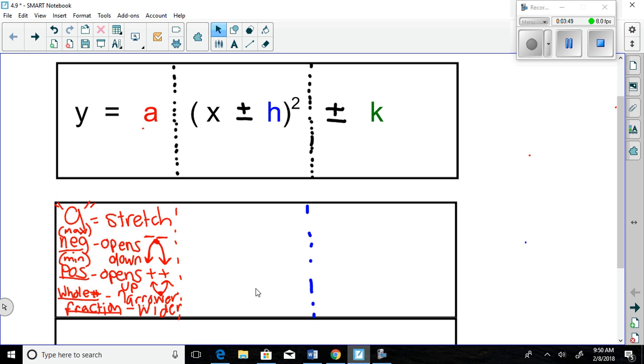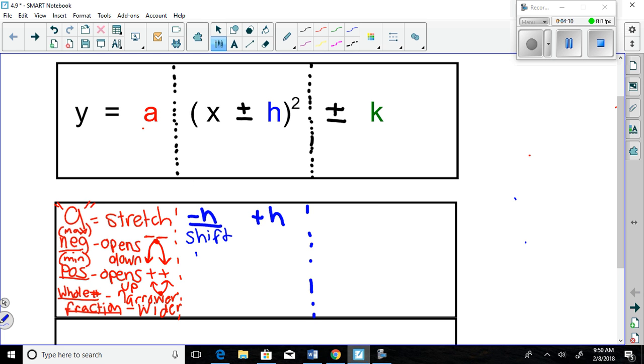That's what the stretch means. Now the blue stands for the left or right. Remember, we learned this equation. It's opposite of what you would think, right? So minus h means we're shifting to the right, and plus h means we're shifting to the left. So if I said minus h, I would shift right, and plus h would mean shifting left.